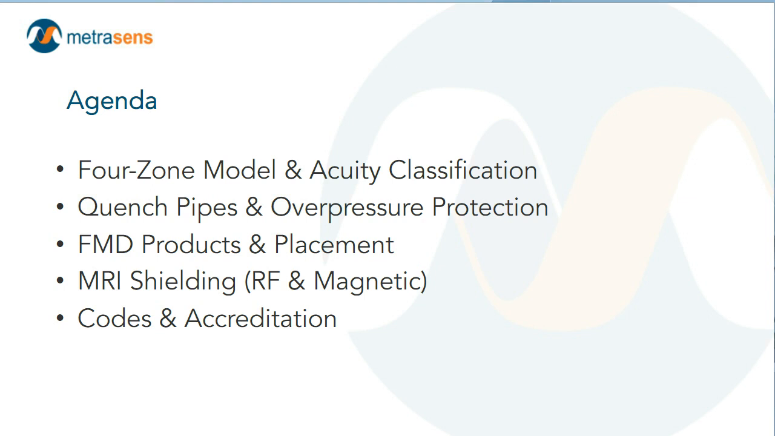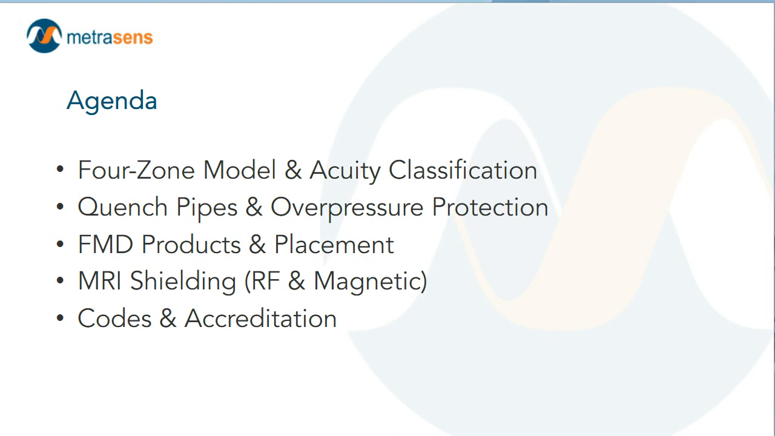We're going to talk briefly about the 4-zone model and the acuity classification scheme. We're going to talk a little bit about quench pipes and quench overpressure protection measures. We're going to talk a little bit about ferromagnetic detection products and placement.